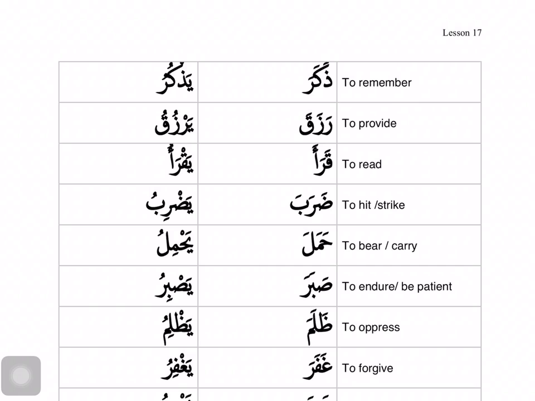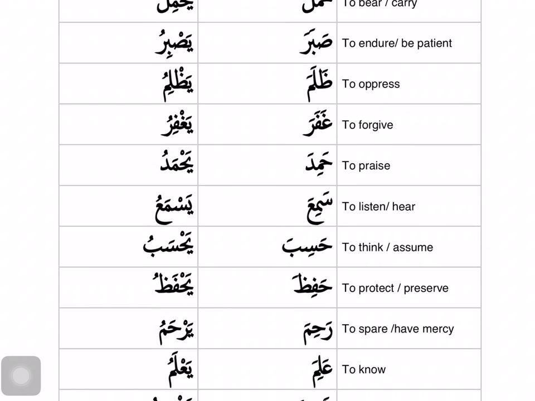Dhakara yadhkuru, to remember, to mention, to recall. Razaqa yarzuqu, to provide with sustenance. Qara'a yaqra'u, to read. Daraba yadribu, to strike, to hit. Hamala yahmilu, to carry. Sabara yasbiru, to endure. Zalama yazlimu, to oppress.